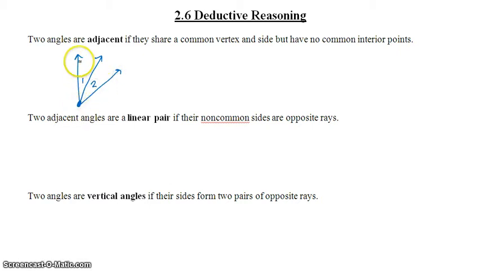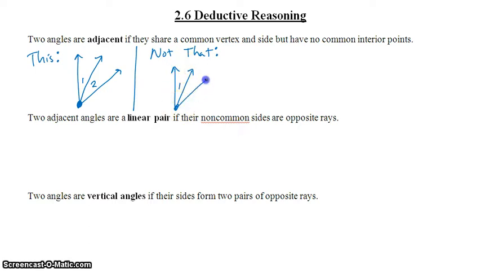In this example, angle 1 and angle 2 are adjacent. They share a vertex and they have one common side. This is an adjacent set of angles. Some common misconceptions: two angles that share a vertex, like angle 1 and angle 2 in this picture, but have a space in between.